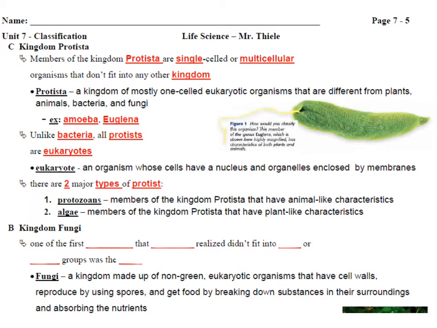Protozoans are members of the kingdom Protista that have animal-like characteristics, and this zo in protozoans comes from the same root as our word zoology and the word zoo. What do you find at zoos? Well, you find animals. So protozoans are protists that are like animals. Algae is a more commonly used everyday word because we encounter algae sometimes in ponds or in a fish tank. Algae are members of the kingdom Protista that have plant-like characteristics.